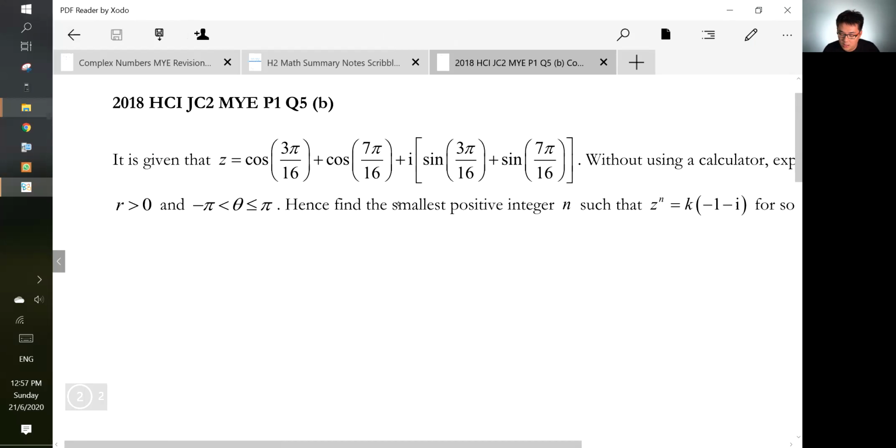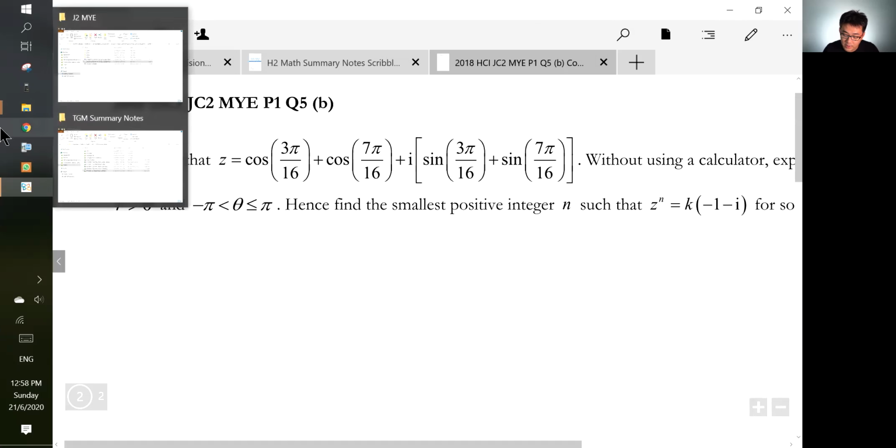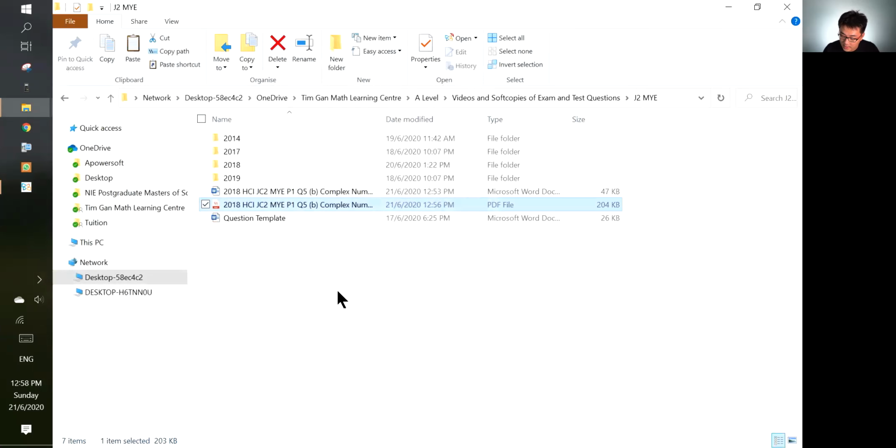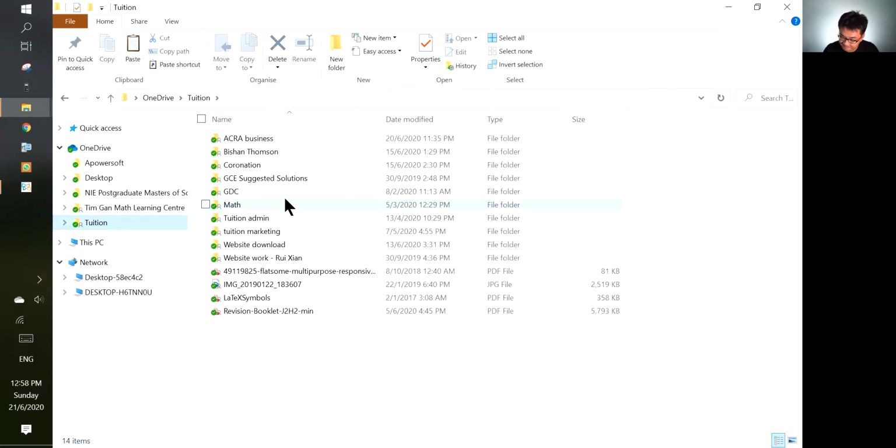Some students would like to just separate it, make it two complex numbers and then try to merge them. I don't really like that. I would rather use the double angle from MF26. So I'll show you what I mean by that. I like to use this one here.